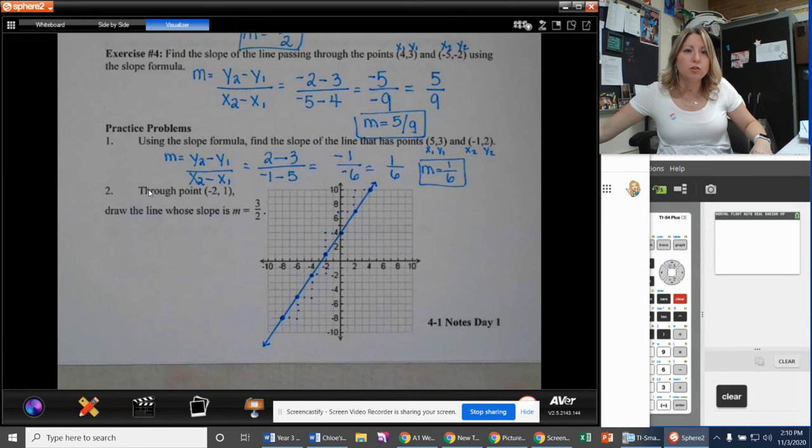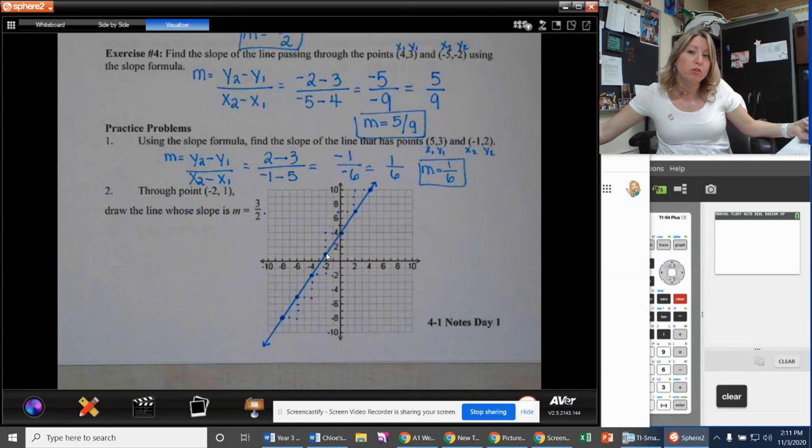There are the answers. So right here, I wrote out m equals y2 minus y1 over x2 minus x1. I labeled my points. The first point I saw had an x1 and a y1. The second point I saw had an x2 and a y2. And then I substituted those values in to get negative 1 over negative 6, which of course reduces to a positive slope, positive 1/6.